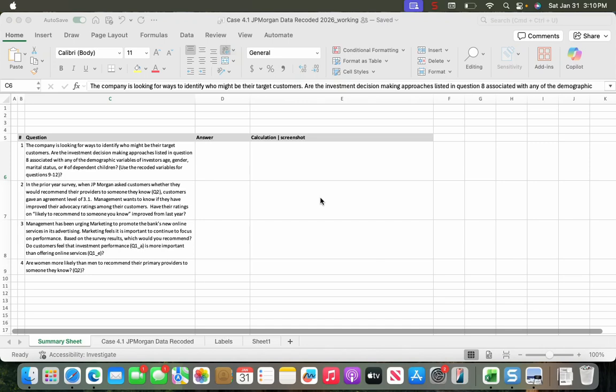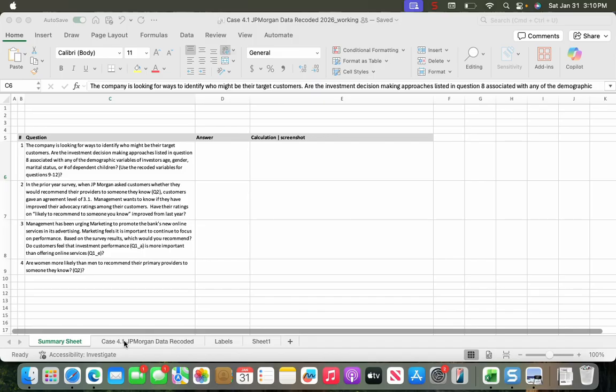So now that we've cleaned the data and we've put the labels on the spreadsheet on the top row that we're going to start using, what we're going to do is look at question number one. Question number one is around who is the real target market that we're looking to engage? And we're going to use our pivot tables and the responses from the survey to figure that out. So we're going to look at the variables, questions 9 to 12.